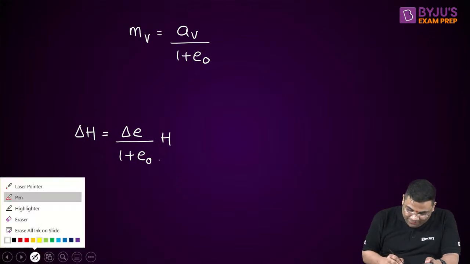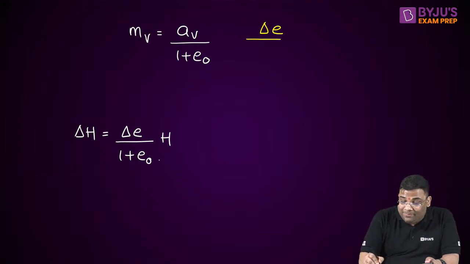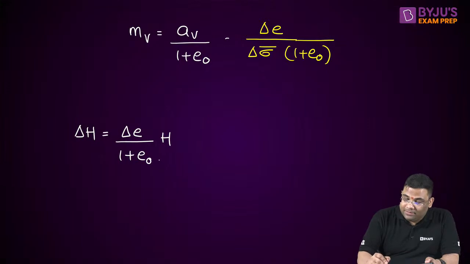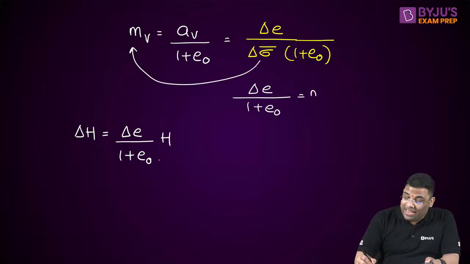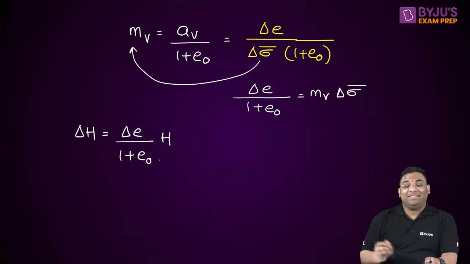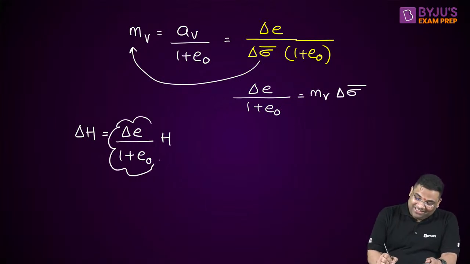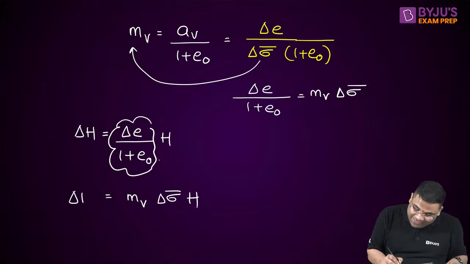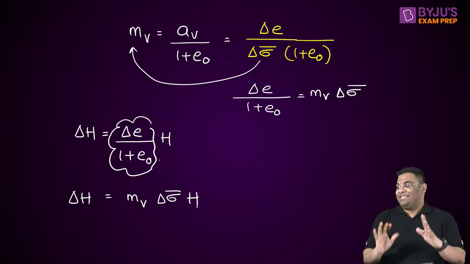Now, what is av? av is delta e by delta sigma dash, right? And this 1 plus e naught will also come into picture. So from here I can say delta e by 1 plus e naught is equal to, this will go to this side, mv into delta sigma dash. Now you see, in place of this, I can write mv into delta sigma dash into H. We got another equation of your consolidation settlement.